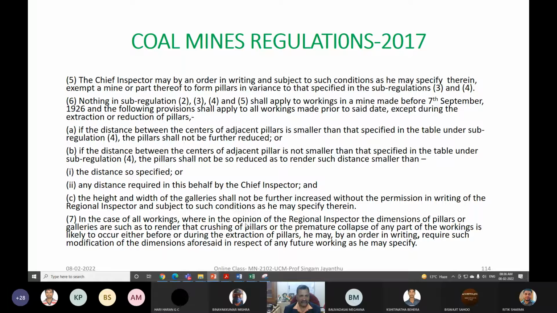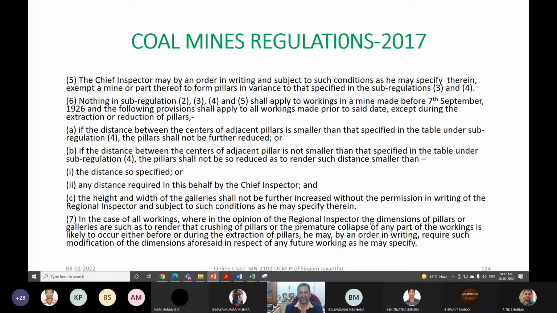Now, subject to such conditions as you may specify therein. In the case of all workings, where in the opinion of the regional inspector, I mean director of mine safety, right? Dr. Inumula Satyanarayana has been acting director of mine safety, also regional inspector for Bhubaneswar. One other person is there, now he's due for that. He's a deputy director of mine safety. I'm giving you so many examples so that even if you write their names, you will know who are doing what, and for what mines they are regional inspector or director or deputy director of mine safety, right?